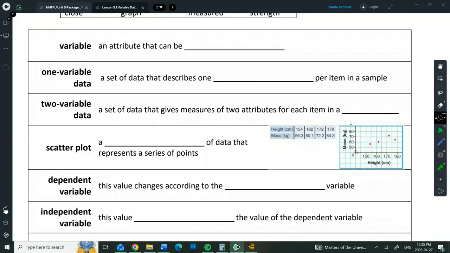So a variable is an attribute that can be measured. One variable data is a set of data that describes one attribute per item. So one thing that can be measured per item in a sample. Okay, and then two variable data, a set of data that gives measures of two attributes for each item in a sample, or in a graph, we can say.